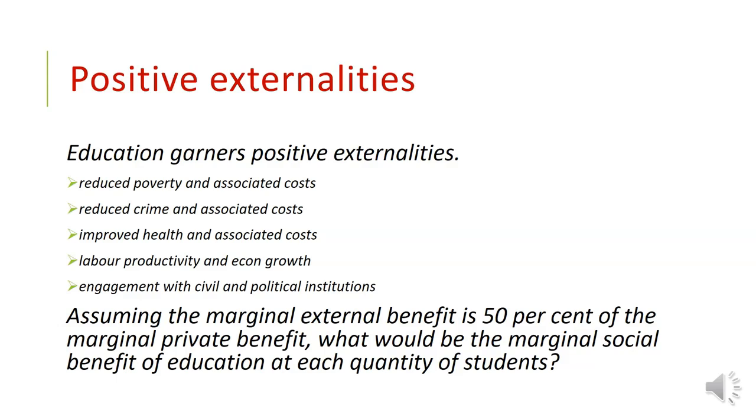Alright, so all of those external benefits are not being taken account of in a private market, right? Those benefits are being enjoyed by other members of the society. Now, assuming the marginal external benefit, of course this is just made-up numbers, is 50% of the marginal private benefit, what would be the marginal social benefit of education at each quantity of students?